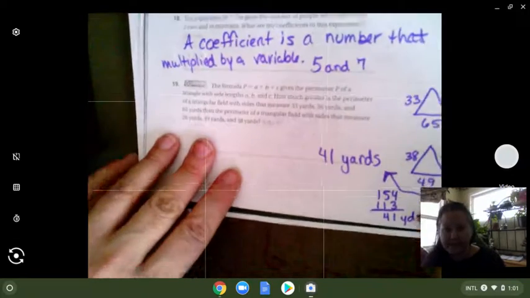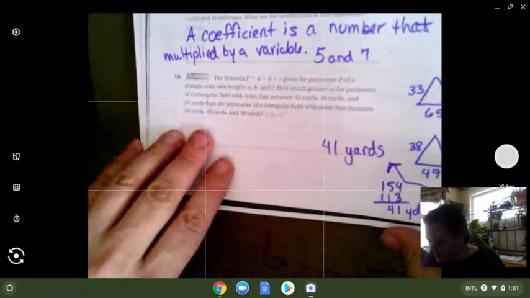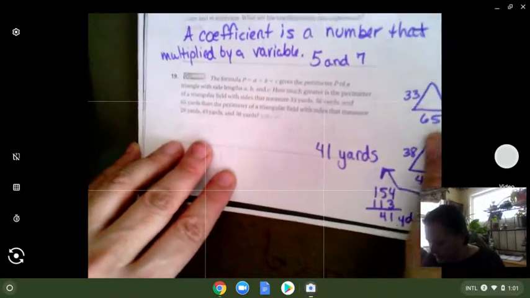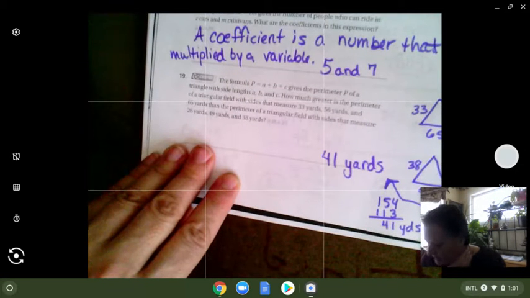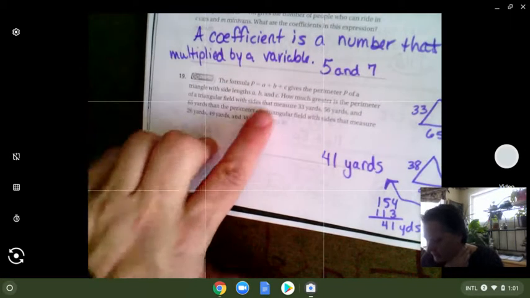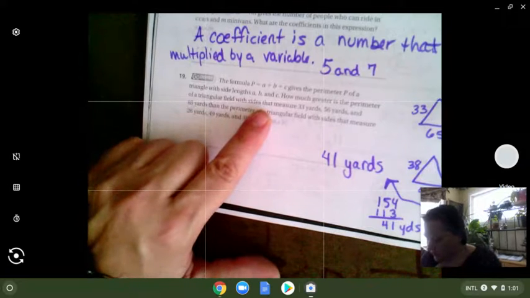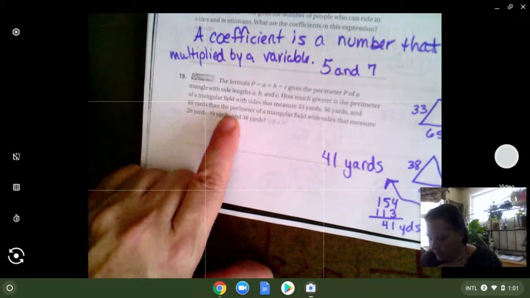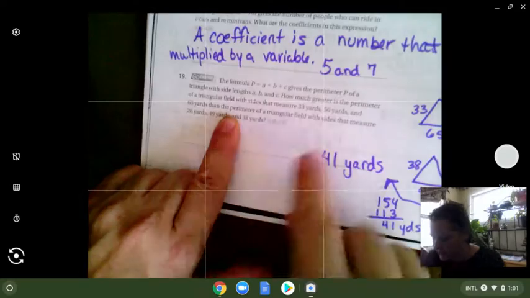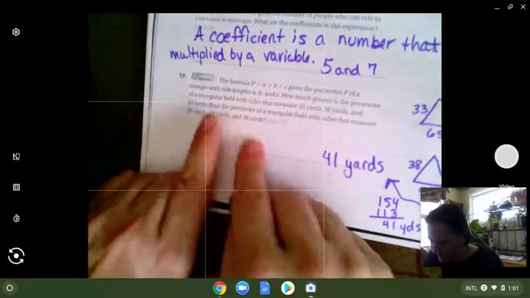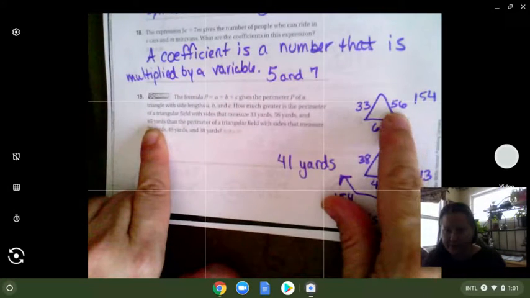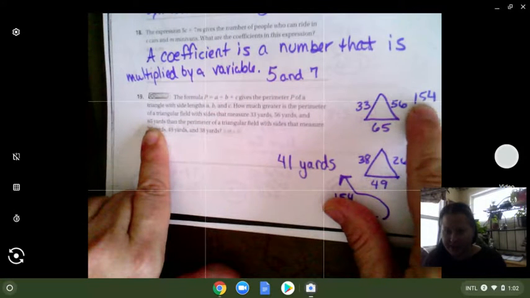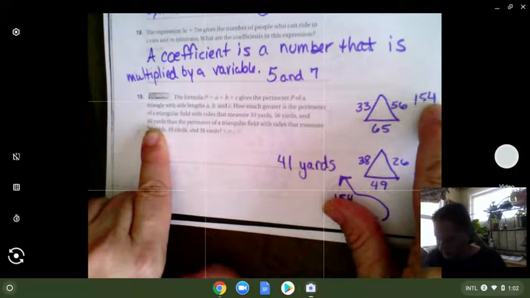Number 19, the formula P equals A plus B plus C gives the perimeter P of a triangle with side lengths A, B, and C. How much greater is the perimeter of a triangular field with the sides that measure 33, 56, and 65? So I did those over here, 33, 56, and 65, which gave me 154.